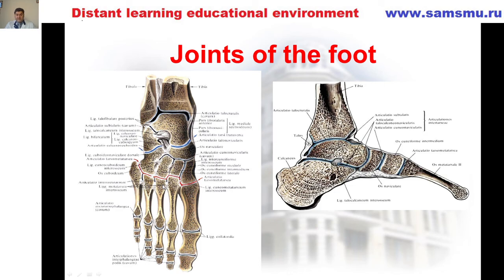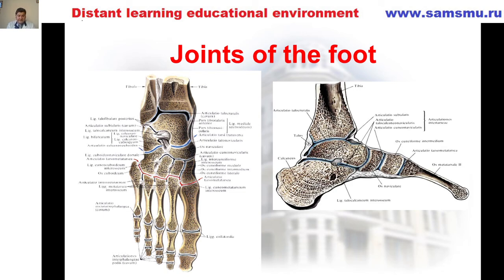Joints of the toe bones. Metatarsophalangeal joints between the heads of the metatarsals and the bases of the proximal phalanges resemble the analogous joints of the hand in their structure and ligamentous apparatus.